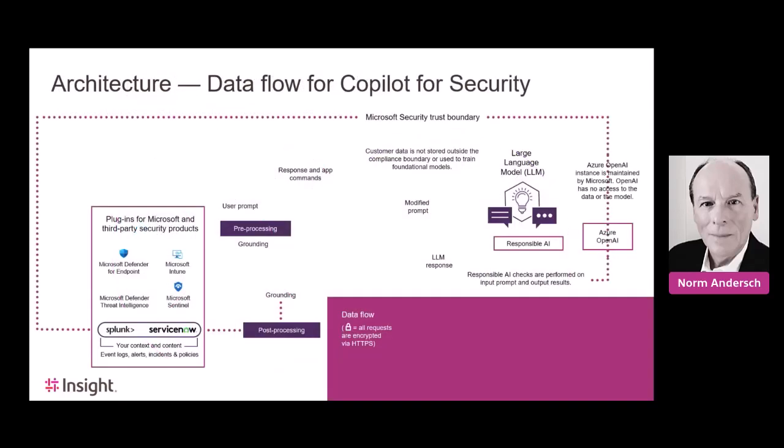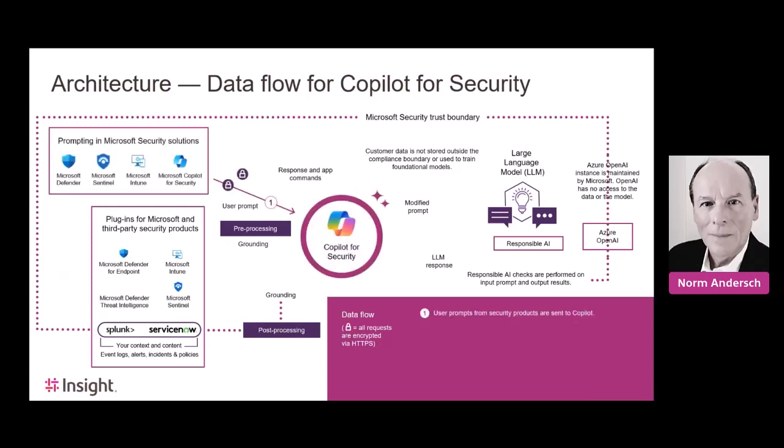So, as I mentioned, I wanted to show you some architecture and data flow. I'm just going to walk through this really quickly. There are just a few things I'd like to call out here. Let's get started. The first step is basically you're making prompts, either from embedded prompts within the Microsoft or your third-party solutions, or standalone with Microsoft Copilot for Security. So again, you make your prompt into Copilot for Security. The first thing it does is go out and take a look.